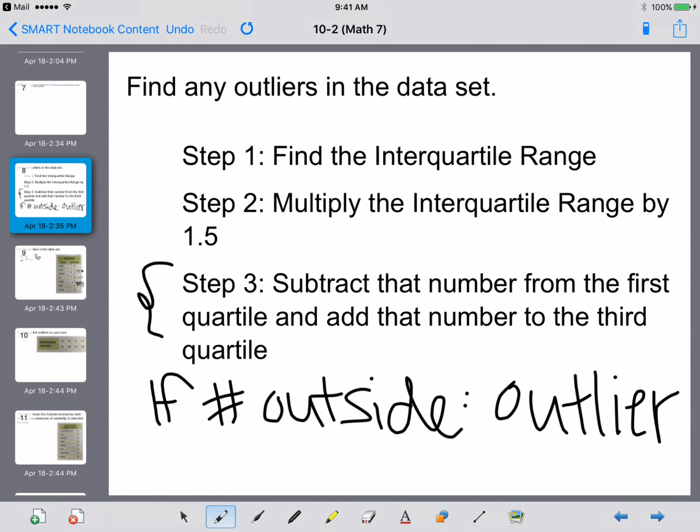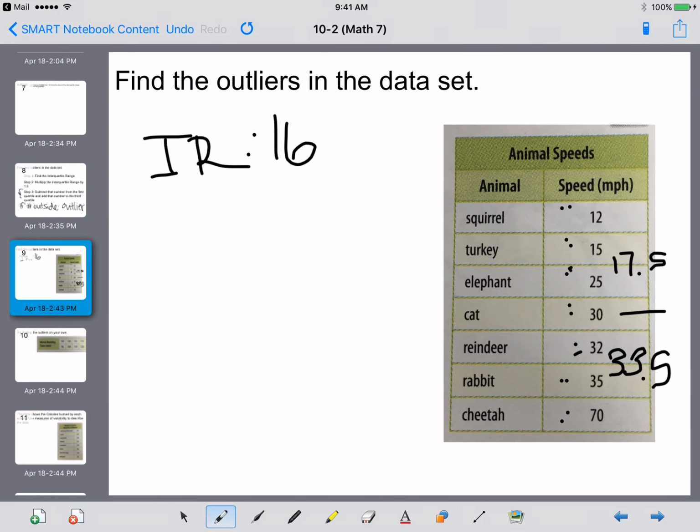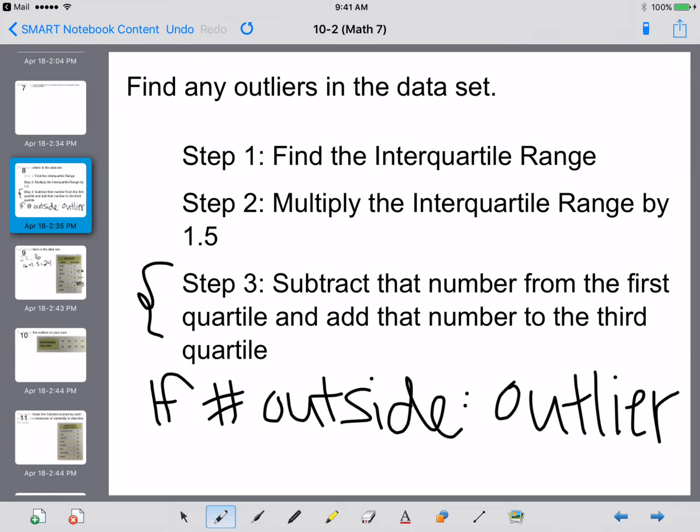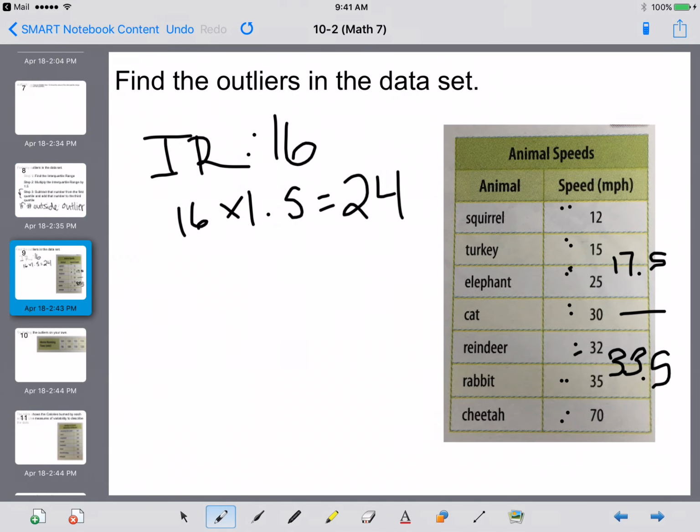Up here in step 2, it says to multiply the interquartile range by 1.5. So we need to take 16 and multiply that by 1.5. And we end up with 24. We're on to step 3 here, where we subtract that number from the first quartile and add that number to the third quartile. So if our first quartile was 17.5, we're subtracting 24 from it.